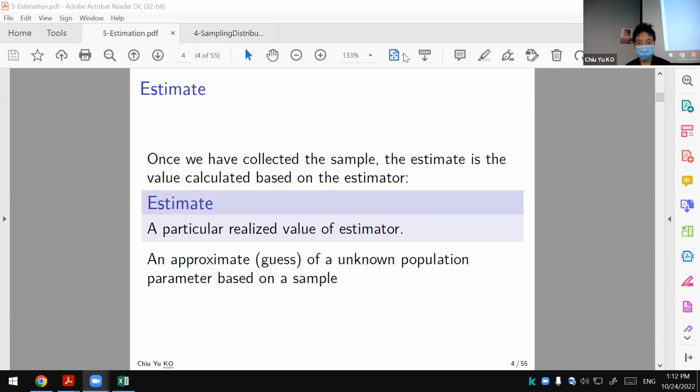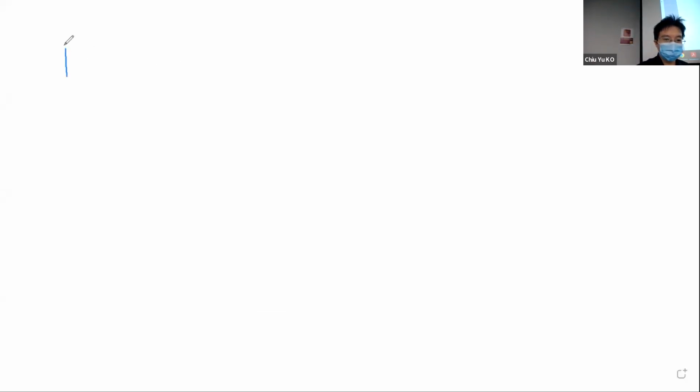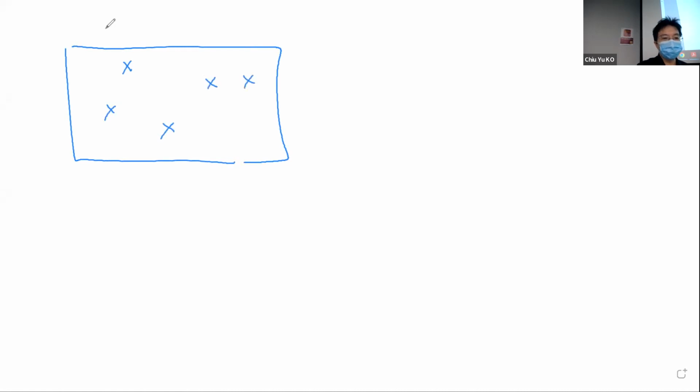So just a graph is what we're trying to look at. Here is our population. We have a bunch of data here. You can imagine this is a village, or a city or a country. There are many people. Each person will have some income, right? A cross means a guy with income. So we are interested in, say, average income, mu or sigma square, right? These are usually called parameters.